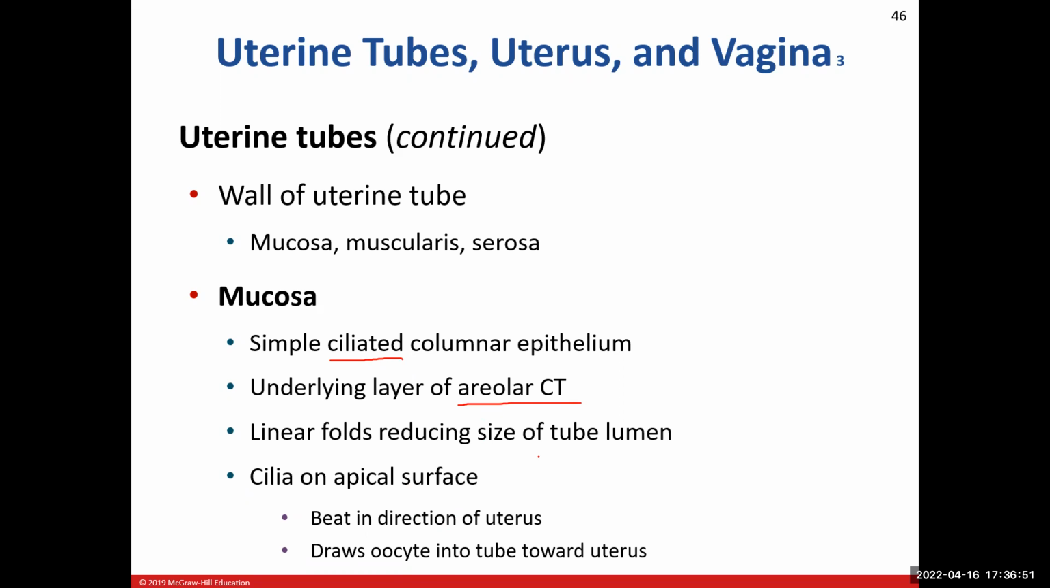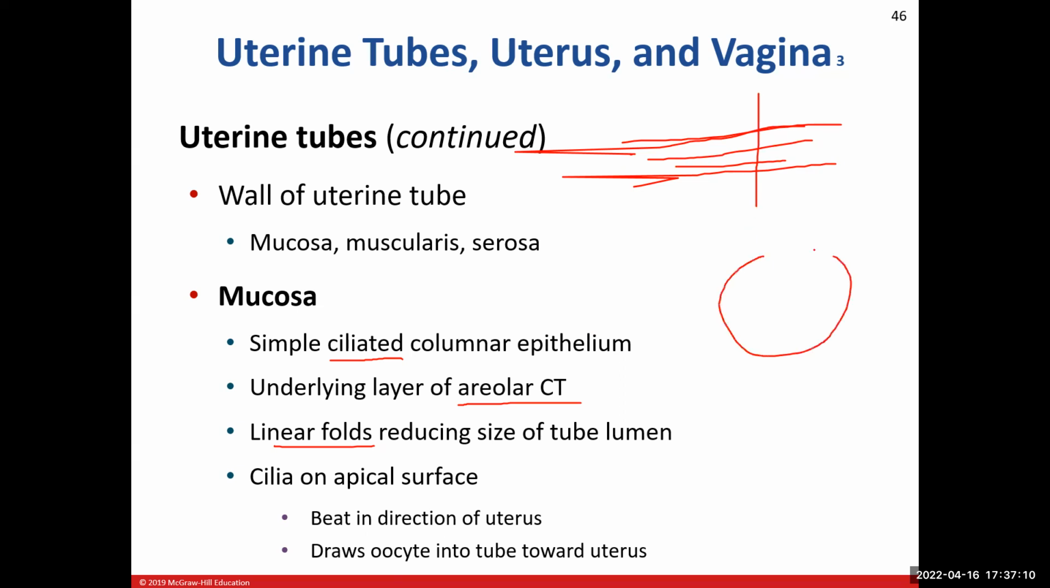What you'll see is the lining here in the mucosa will have these linear folds. If here's your uterine tube, you have these folds that go along this way. If I were to take a transverse cut of it, the inside of the tube would kind of look like this. It would be kind of bumpy because of those folds. I'm not doing a very good job, but bear with me.